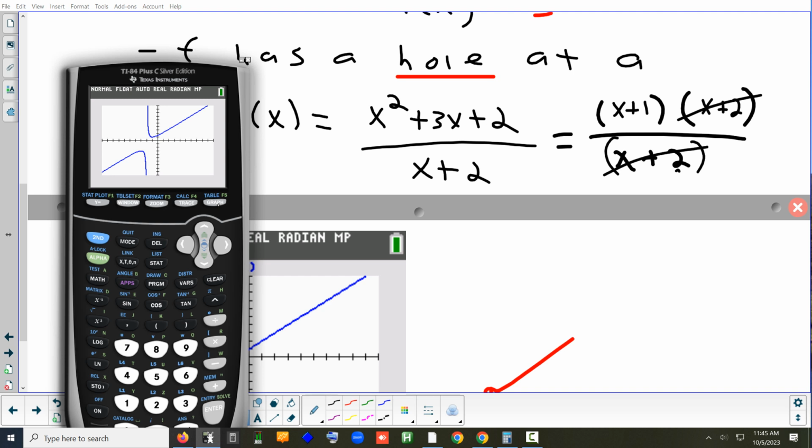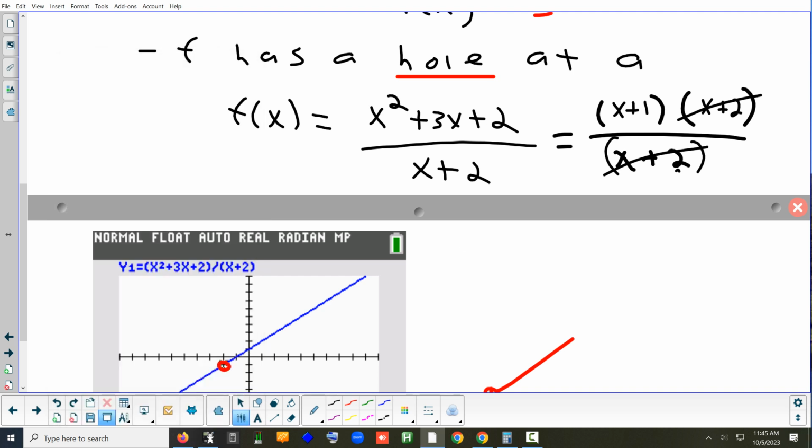Okay, so when you're checking for a hole, you have to be able to factor the problem and look for a common factor. If there is one, that's where the hole is. Yeah. Should there be multiple holes? Yes. Like if you were to graph something like this on the calculator, I'm not going to do it all out.